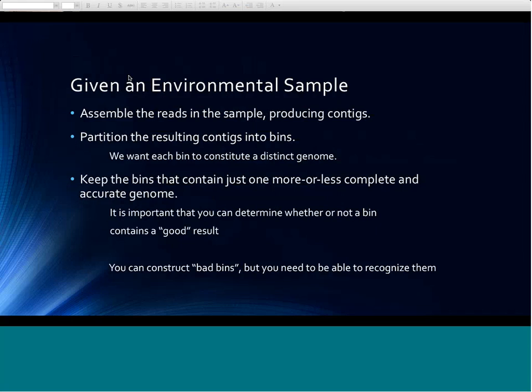It is important that you can determine whether or not a bin contains a good result. Assuming that we can determine this, we basically construct a bunch of results, many of which are bad, but they're not serious because we don't keep them. We only keep the good results. As long as we can effectively recognize a near-complete reconstructed genome, we can afford to tolerate the bad bins, put them aside for later processing.